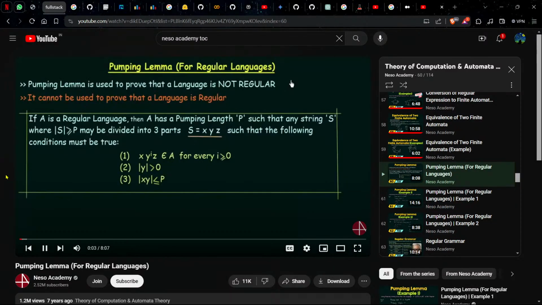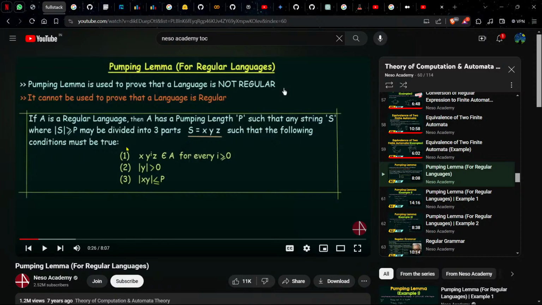In this lecture, we will be studying the pumping lemma for regular languages. So what is a pumping lemma? Pumping lemma is used to prove that a language is not regular. I already taught you in previous lectures what regular languages and non-regular languages are. Regular languages are the languages that can be represented or designed using a finite state machine.